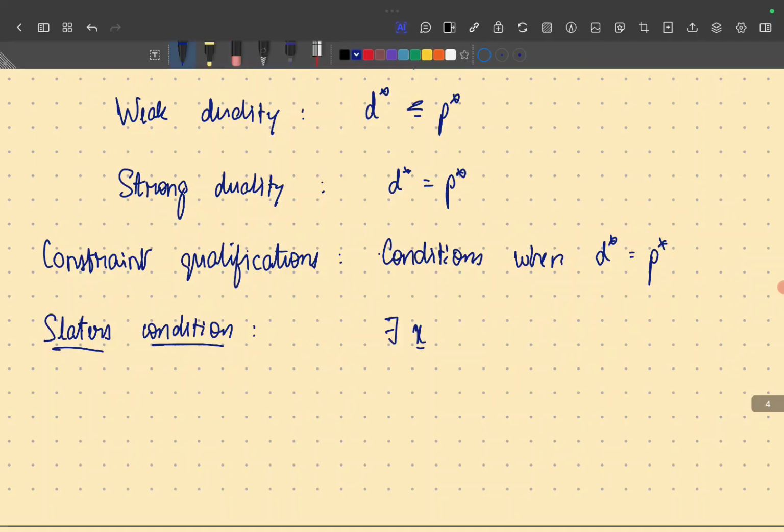there exists some x that is in the relative interior of the constraint set, such that all of the inequality constraints are satisfied with strict inequality. Okay? It's a technical condition.